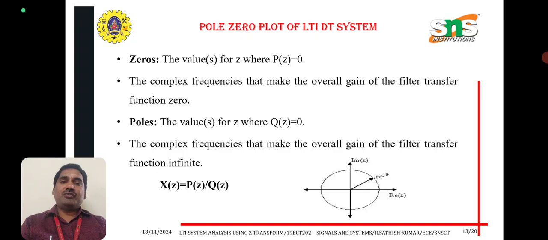In the pole-zero plot of a linear time invariant system, zeros mean the values of z where the numerator of H of z is equal to 0. These are the complex frequencies that make the overall gain of the filter transfer function 0.